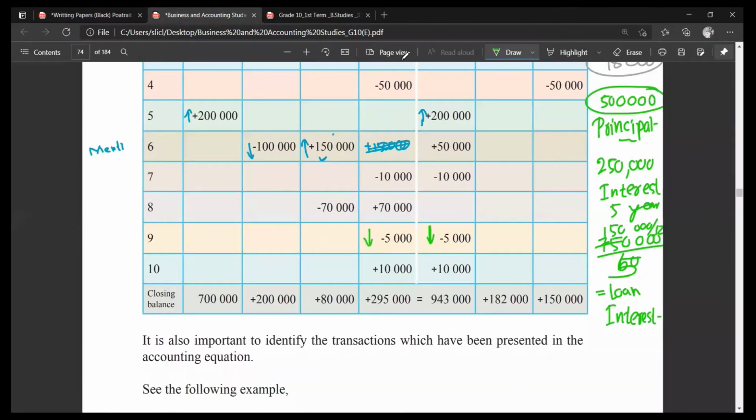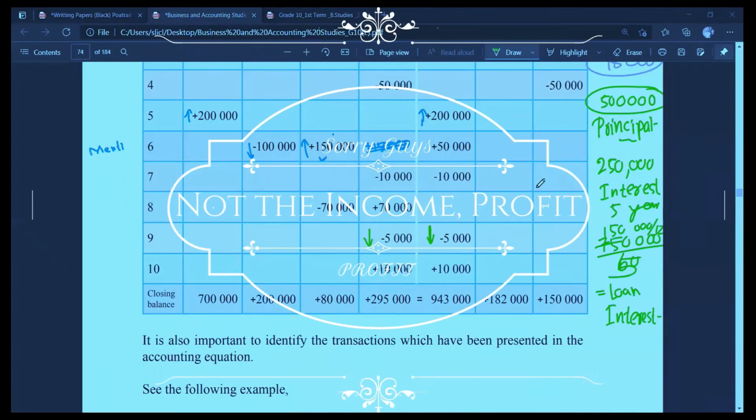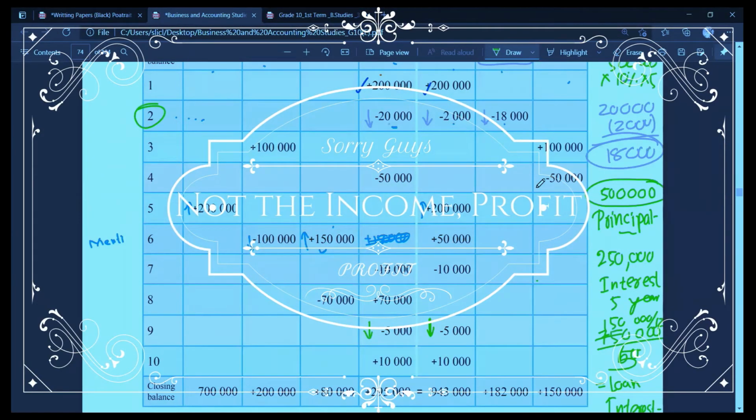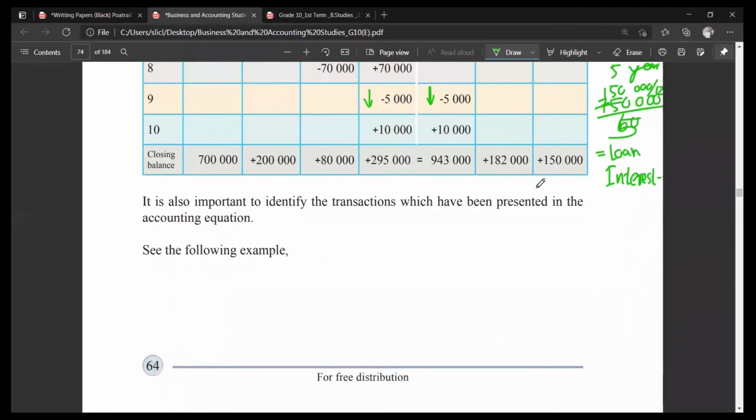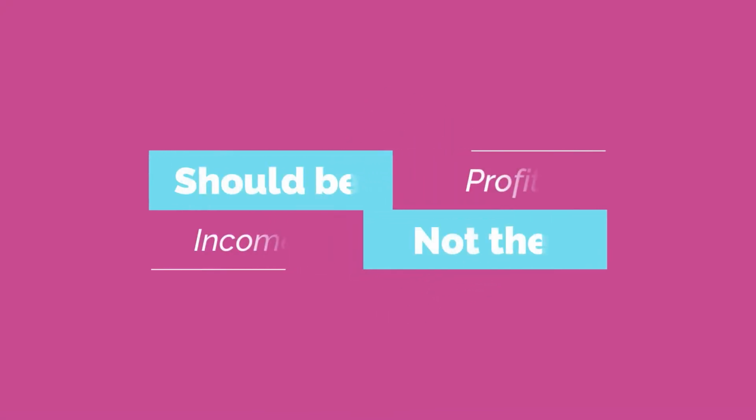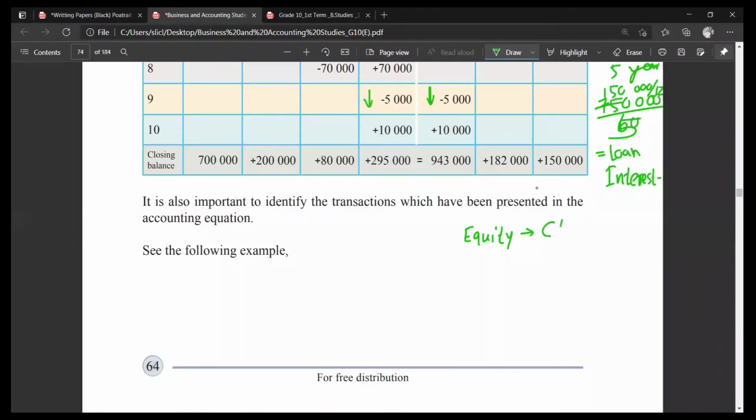Now, guys, actually you don't have to find the income here. Many people put it by looking at the equity column. So they have taken the closing balance as 943,000 and the opening balance as 500,000, and taken the profit as 443,000. Guys, this is wrong.